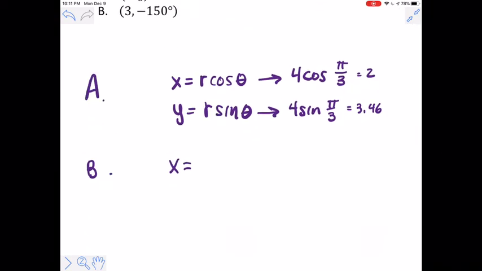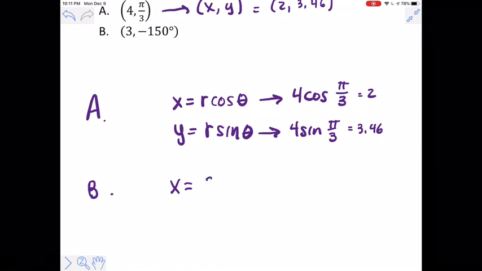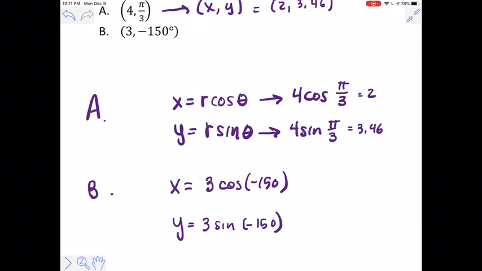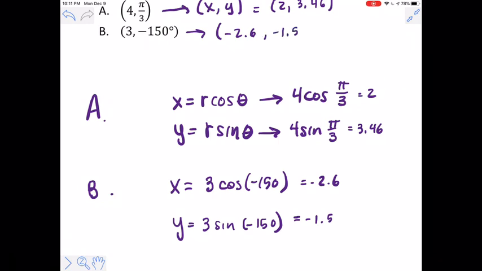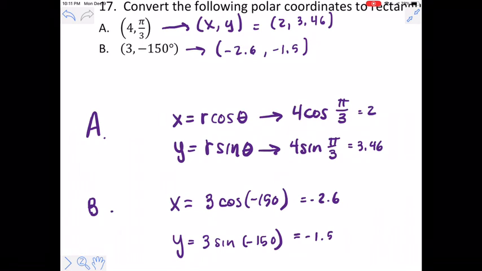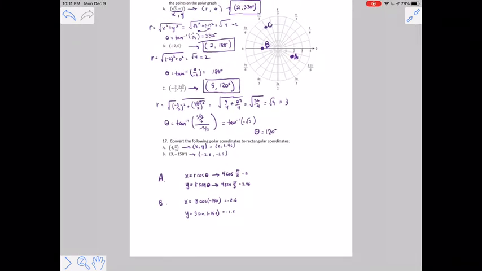So it'd be the same exact process here for part B. So 3 times cosine, negative 150, is negative 2.6. And 3 times the sine of negative 150 is negative 1.5. And I think that is it.